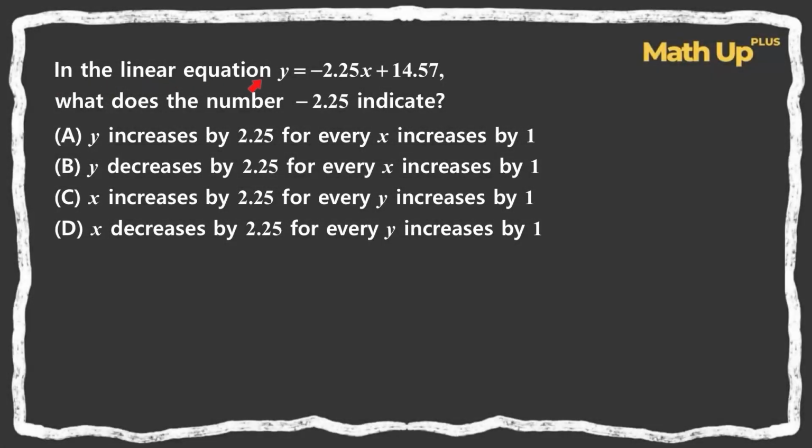In the linear equation right here, what does the number negative 2.25 indicate? Negative 2.25 is the slope of this line, right? So that's the slope. And when interpreting slope in SAT problems, it should be interpreted as in the following example.